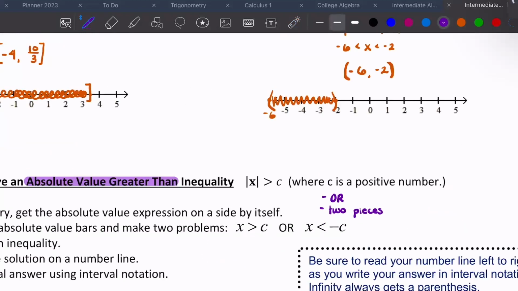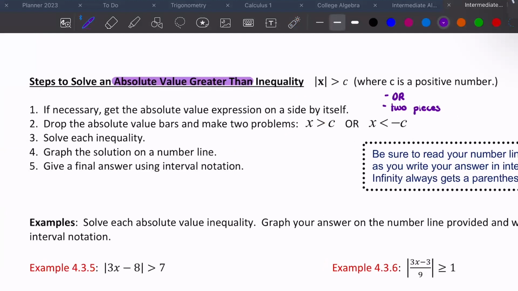Okay, two different pieces. So again, if necessary, we're going to get the absolute value expression by itself. That's what we've been doing this whole time, no matter what. Then you're going to drop the absolute value bars and make two problems. That's what I mean by two pieces. We're going to have two problems.